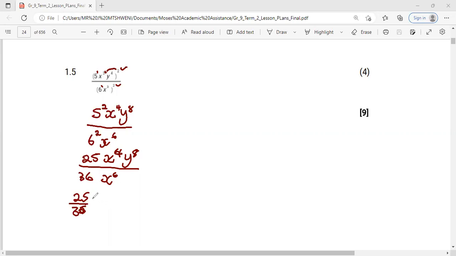What do you have? You will have x to the minus 2. Then you don't have a y that you can divide with, which means it will remain the same. That is your final answer. Or, so that it makes sense, 25 over 36 can simply be written like that. I hope it makes sense to everyone. Laws of exponents.